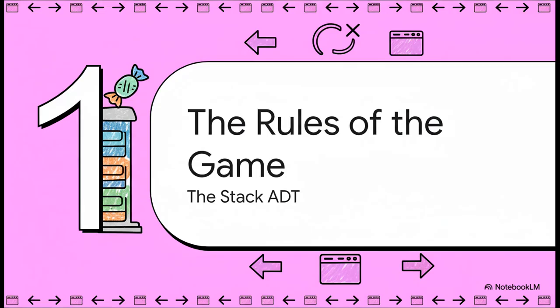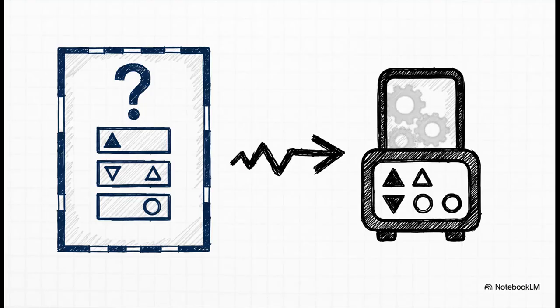Okay, so we've got the basic idea. Now let's get a little more formal. Let's see how computer scientists lay out the official rules of the game for a stack, using something called an abstract data type, or ADT for short. So what is an ADT? Well, think of it like a blueprint for a machine. It tells you what the machine is supposed to do, the buttons you can press and what they accomplish, but it says absolutely nothing about the gears and wires on the inside. It's all about the capabilities, not the mechanics.